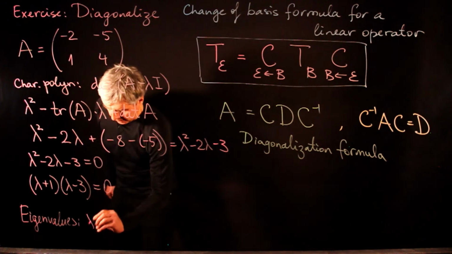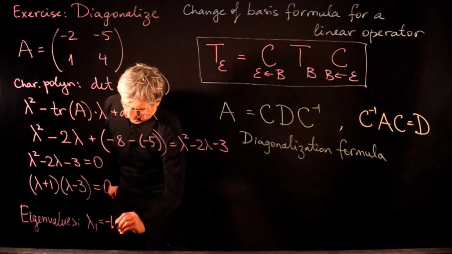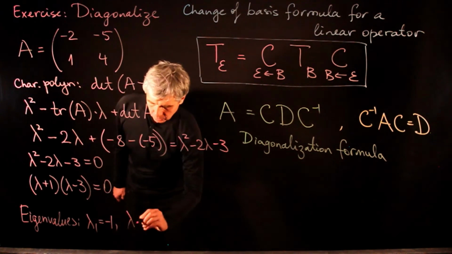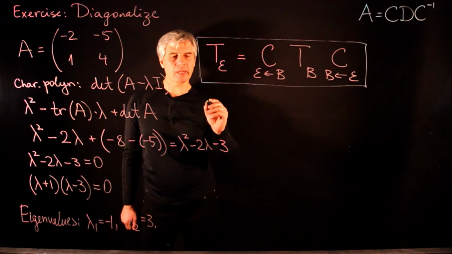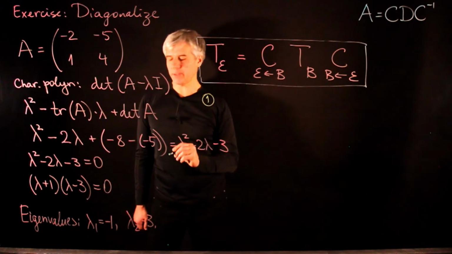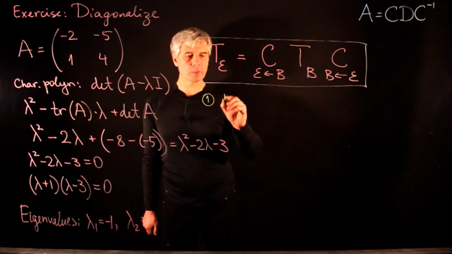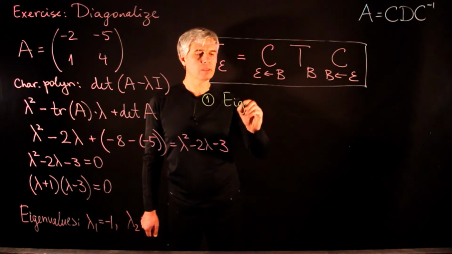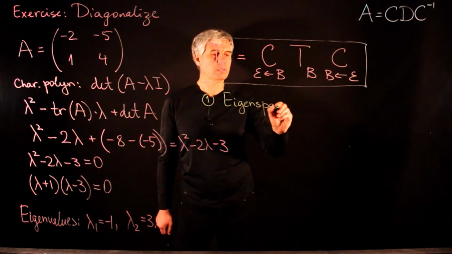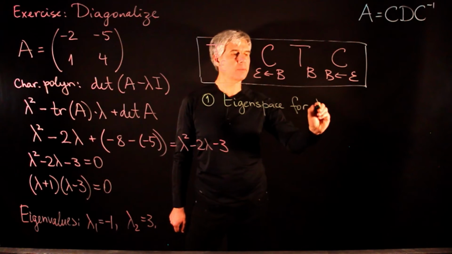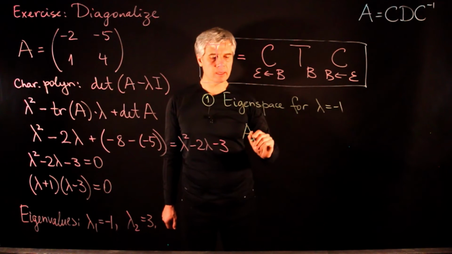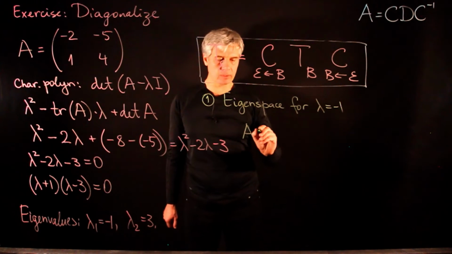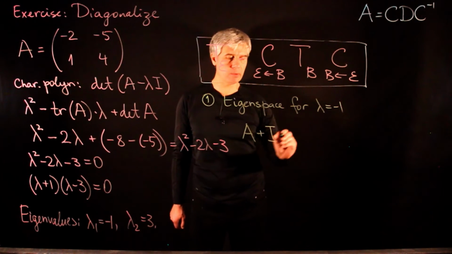So lambda 1 is equal to -1, and lambda 2 is equal to 3. Next, we find the eigenvectors, and we treat our eigenvalues separately. So we want to find the eigenspace for lambda equals -1. So we consider the matrix A minus lambda I. So this will be A plus the identity matrix.